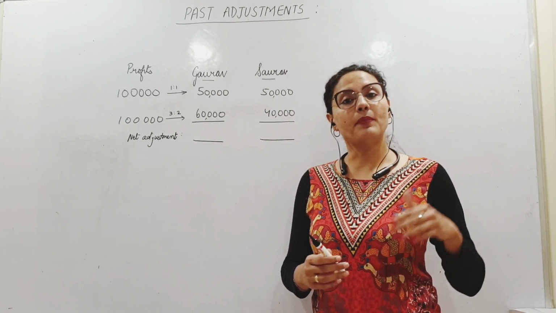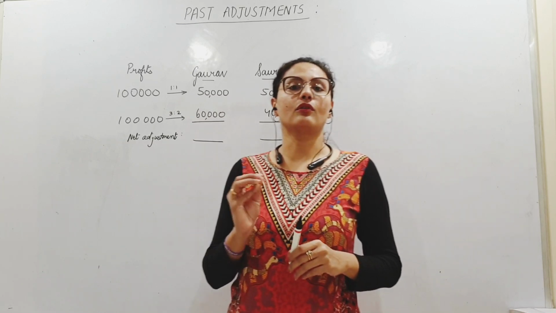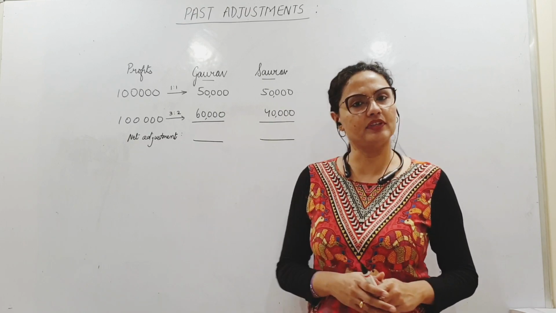This is the subpart dealing with past adjustments. As the word suggests, past adjustments mean that in the previous year something has gone wrong which we need to rectify. Take a very simple example here.